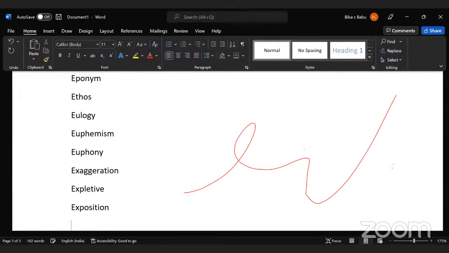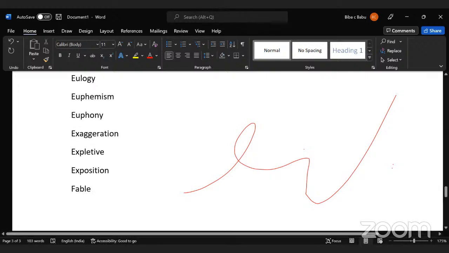Next is exposition. Exposition is a part of a play or novel in which the theme and main characters are introduced. In the exposition, the theme is introduced, the characters are introduced. It's a part of the play or novel where all these themes and characters are introduced. That is called exposition.